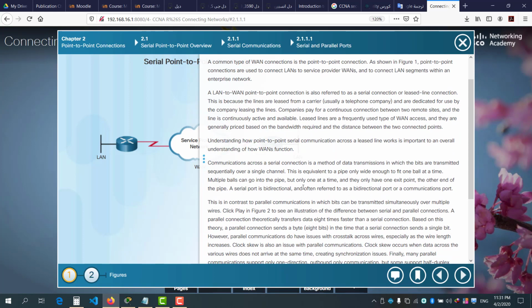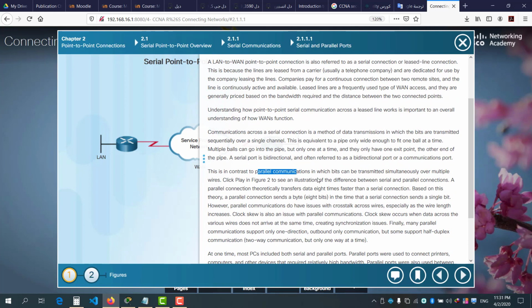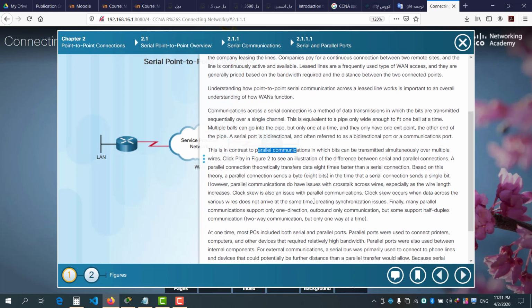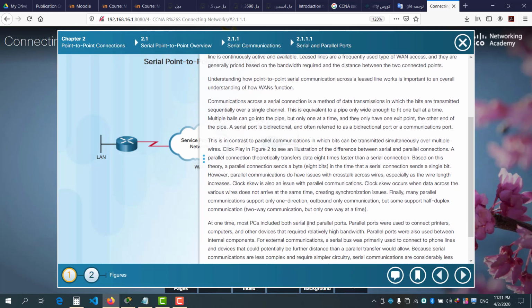The truth is we have two types of communication, serial connection and parallel communication. These two communications are not foreign to us or strange to us because we already use them in most PCs. We have serial and parallel ports. Okay, what is the difference between serial and parallel ports?